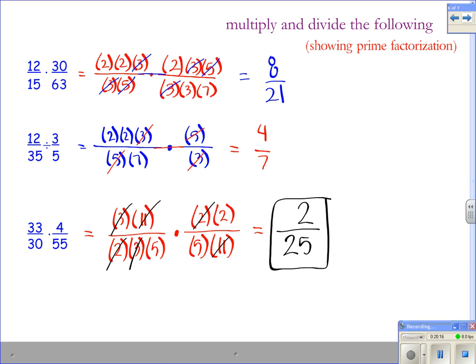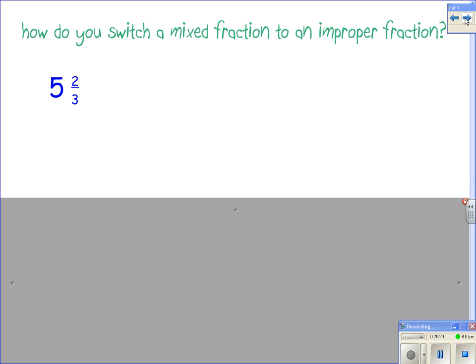All right, last thing to talk about is changing a mixed fraction into an improper fraction. Again, this is review from elementary school, but somebody tell me the process. Don't tell me the answer. What is the process? Multiply the 5 times 3 and then add it. Okay, so we're going to take 5 times 3, and then we're going to add 2 and put it over 3. Okay, so in this case, it would be 17.